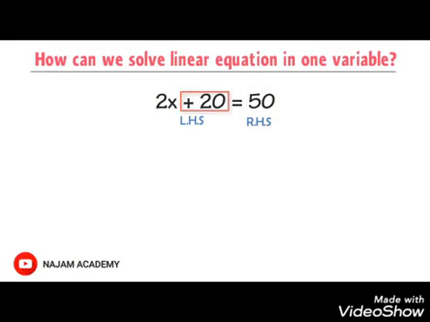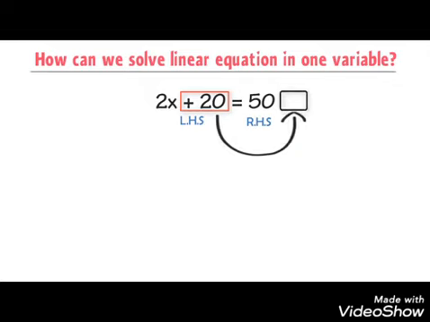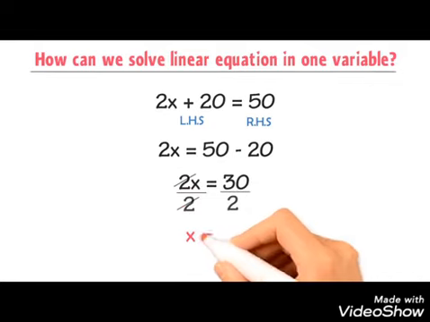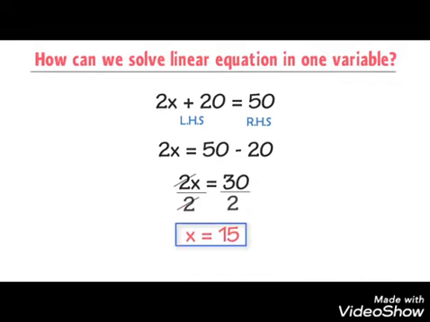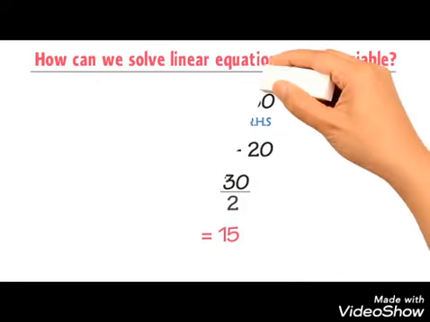Now shifting plus 20 from the left-hand side to the right-hand side. As a result, the positive sign of 20 will be changed into a negative sign. Hence 2x is equal to 50 minus 20, or 2x is equal to 30. Now dividing both sides by 2. 2x divided by 2 is equal to 30 divided by 2. As a result, we get x is equal to 15. Now let me give you another example.